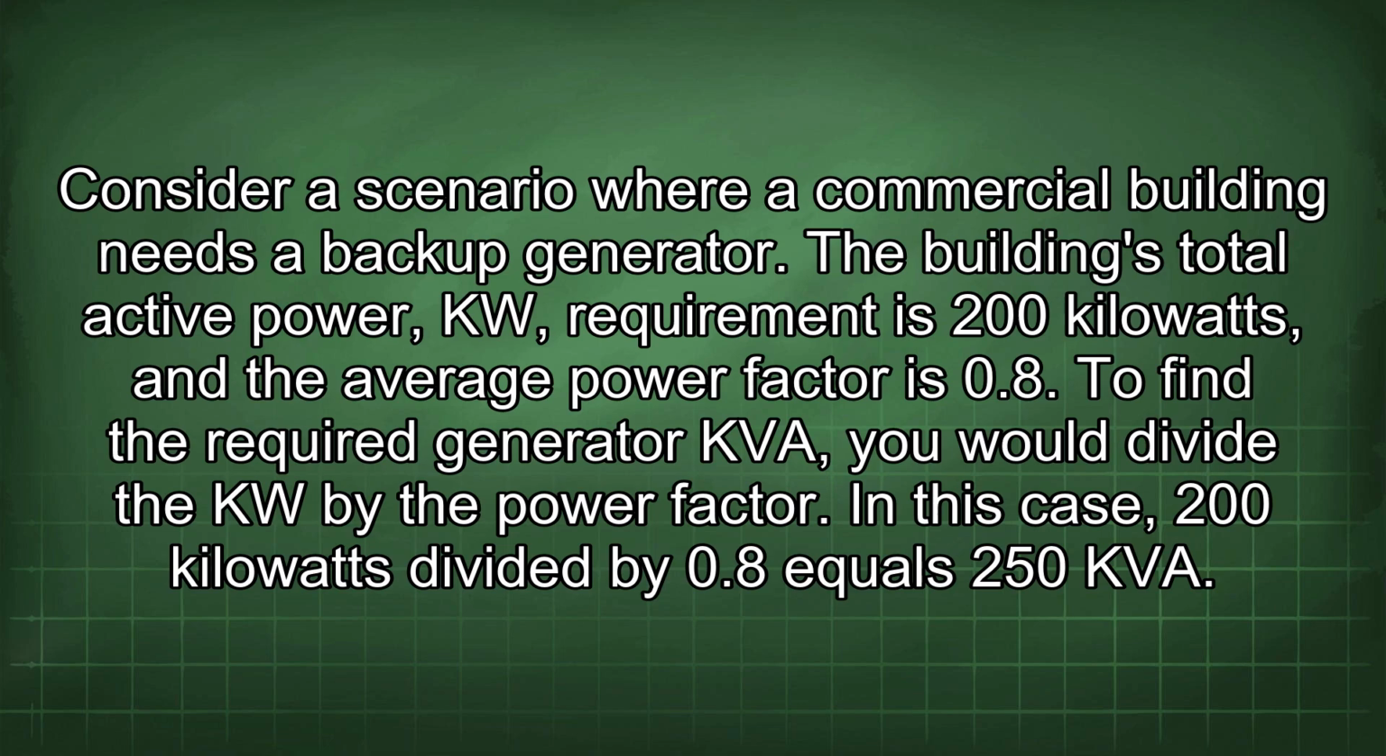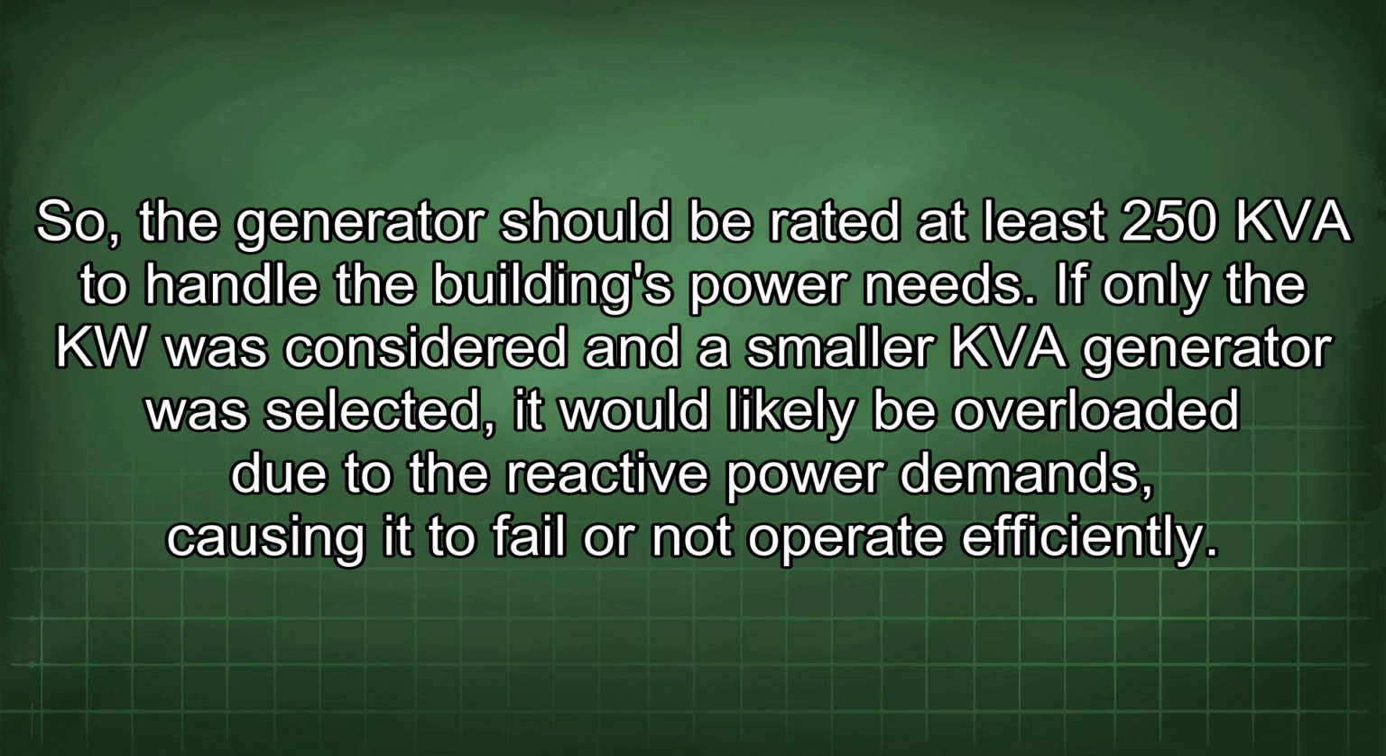Consider a scenario where a commercial building needs a backup generator. The building's total active power, KW, requirement is 200 kilowatts, and the average power factor is 0.8. To find the required generator KVA, you would divide the KW by the power factor. In this case, 200 kilowatts divided by 0.8 equals 250 kVA. So, the generator should be rated at least 250 kVA to handle the building's power needs.